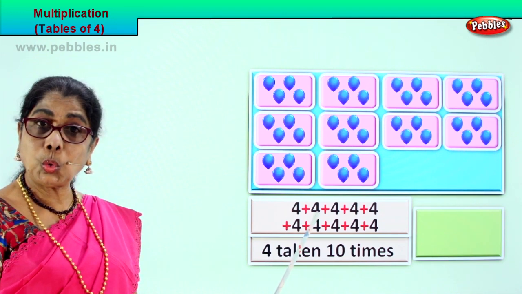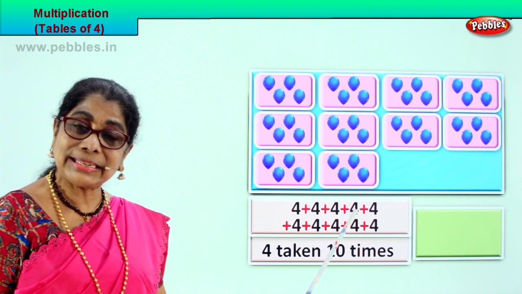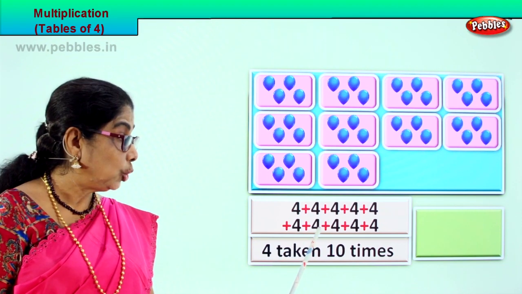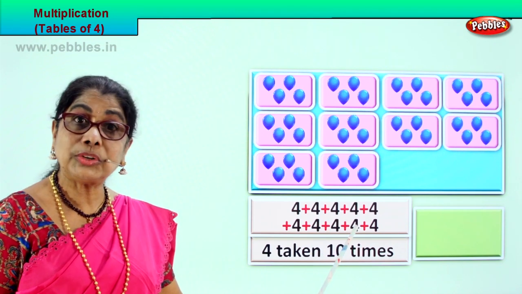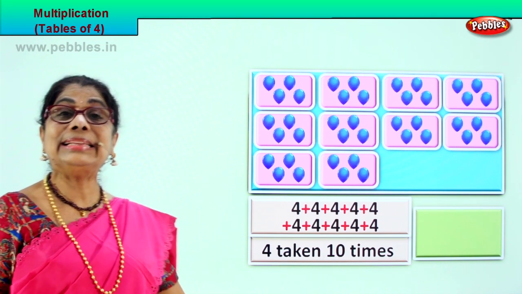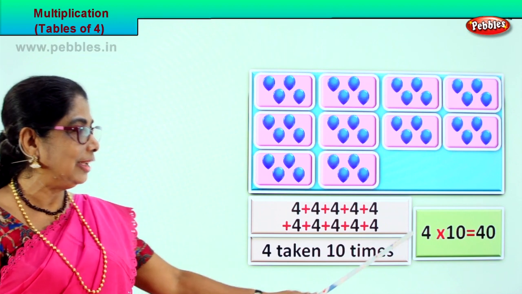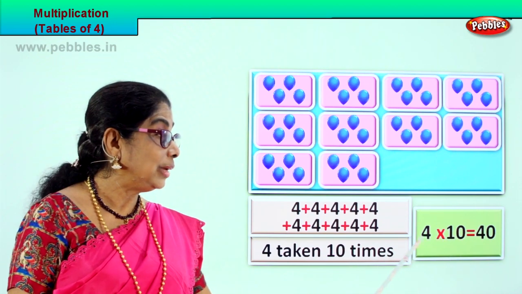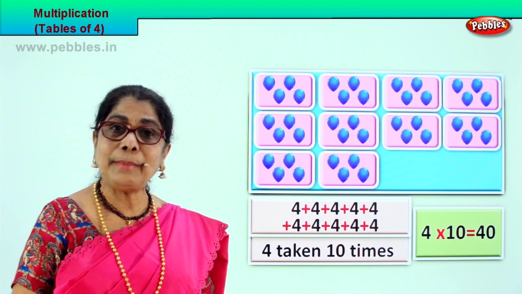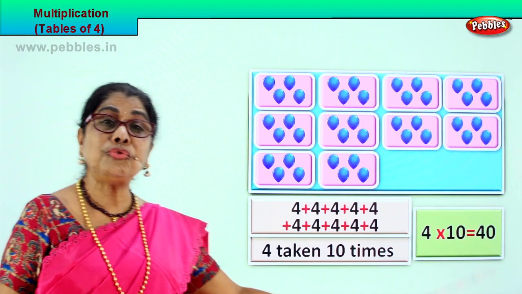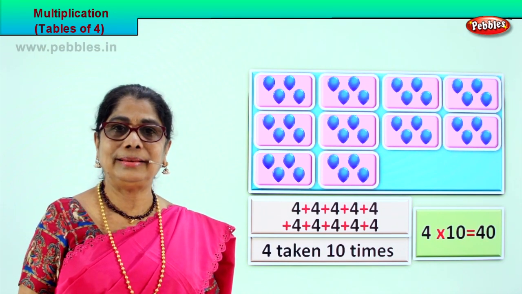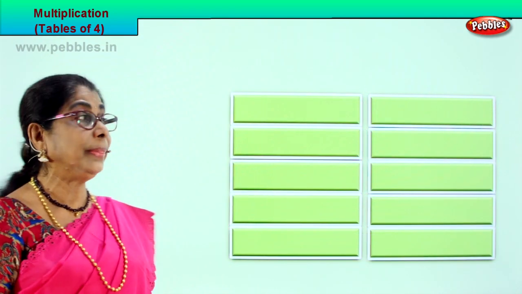4 plus 4, 8. 8 plus 4, 12. 12 plus 4, 16. 16 plus 4, 20. 20 plus 4, 24. 24 plus 4, 28. 28 plus 4, 32. 32 plus 4, 36. And plus 4, 40. 4 taken 10 times. 4 into 10 is equal to 40. 4 tens are 40. How do we read that? 4 tens are 40. Good. To remember the 4 times table of multiplication, you need to repeat the tables orally, look and say every day. Come on, let's read the table of 4 and multiplication together.